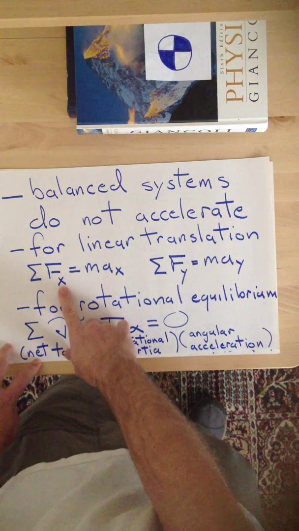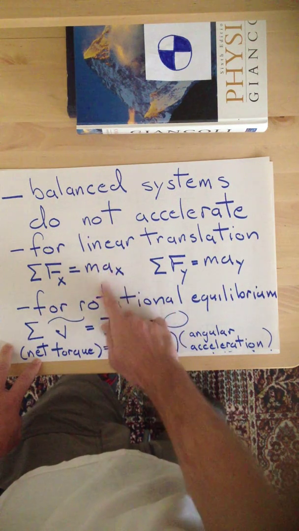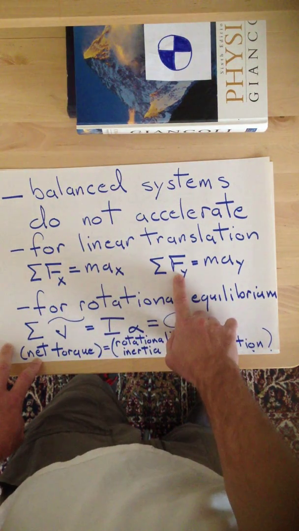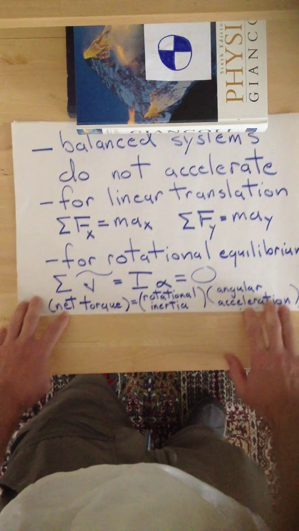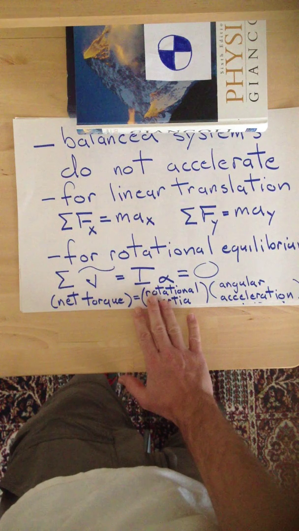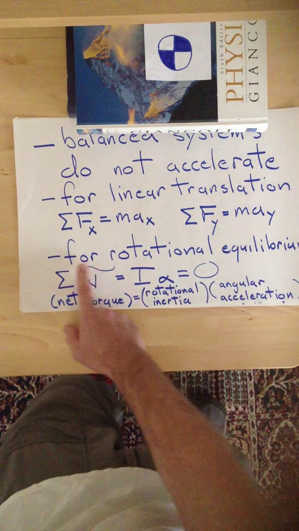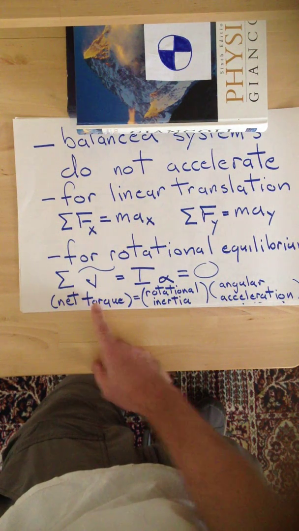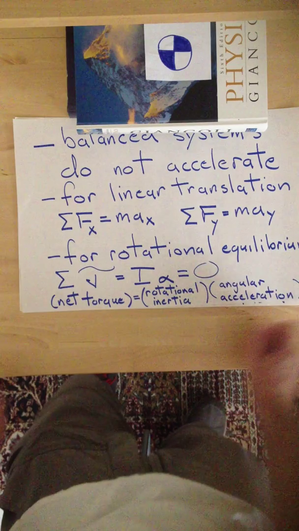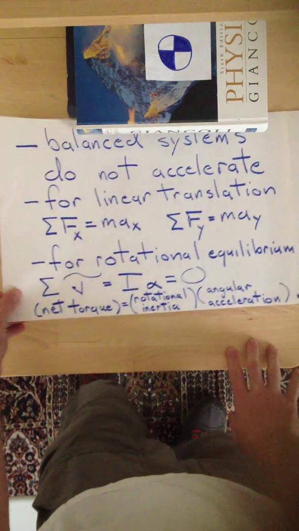If the sum of the forces in the horizontal direction is zero, you have no horizontal acceleration. And likewise, if the sum of the forces in the vertical direction are zero, you have no vertical acceleration. It's the same equation, it just takes on a rotational form for rotational equilibrium. If the sum of the torques about a pivot are zero, you get no angular acceleration. That is, it doesn't start to spin or slow down.